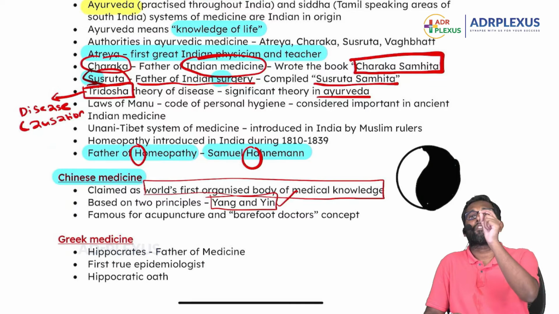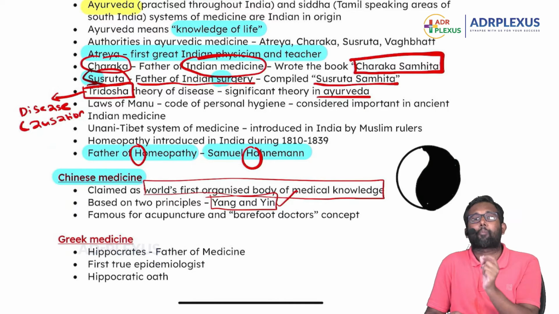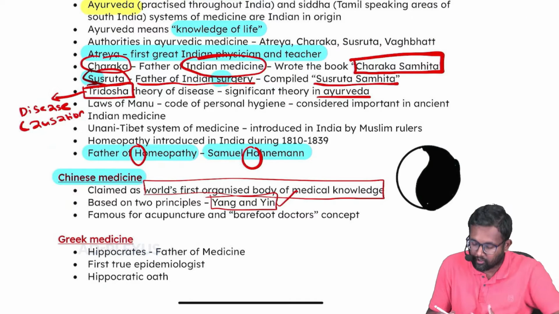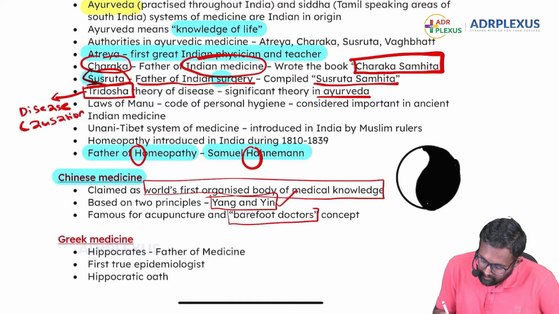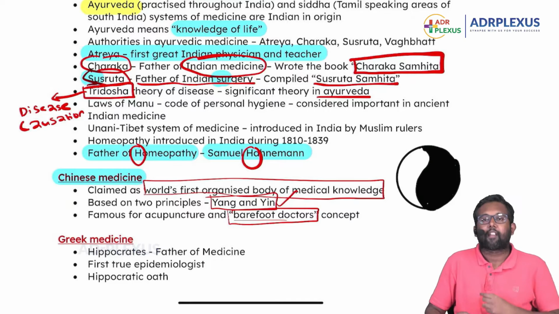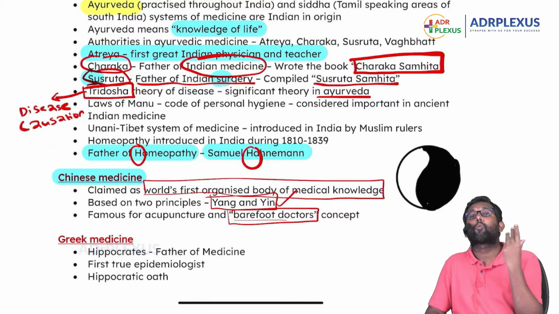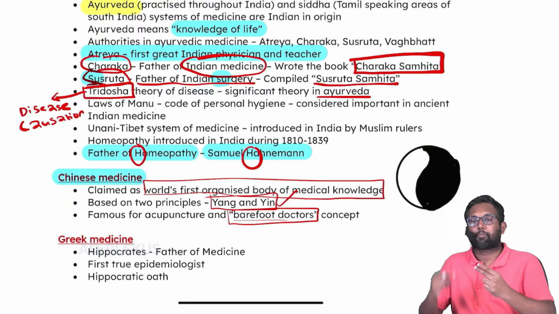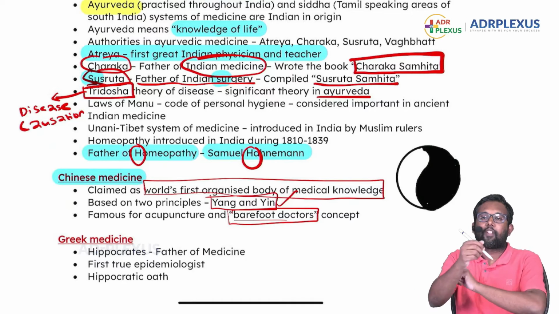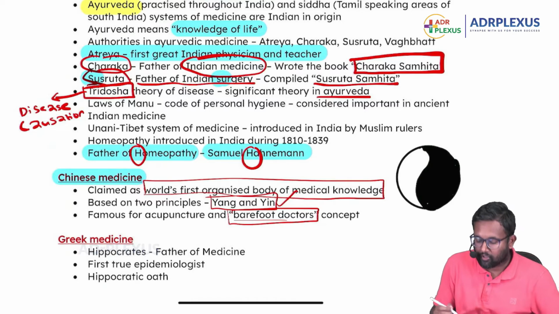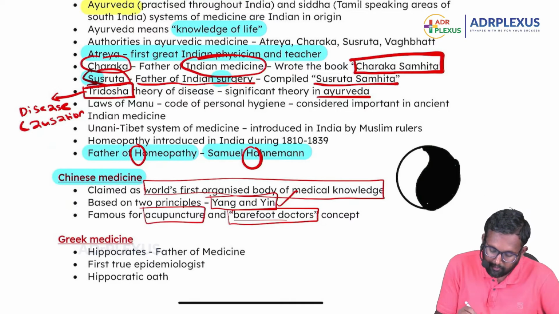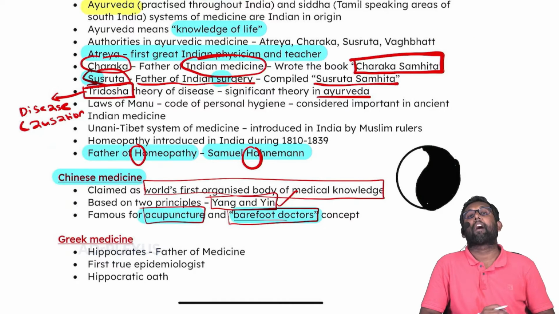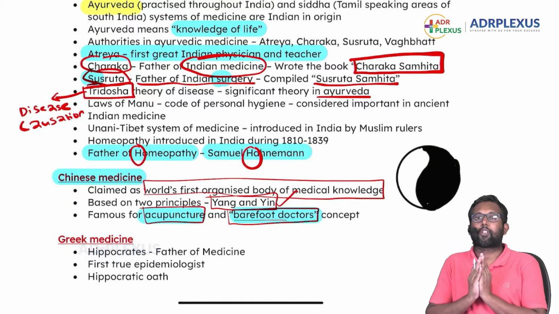In Chinese medicine, we also have a concept which could have been asked as 2 marks or 5 marks in your third year exams: barefoot doctors. Barefoot means very simple. They went to all the rural areas and treated the people. Then next is the acupuncture concept, treating with needles. So these two concepts are famous in Chinese medicine, acupuncture and barefoot doctors.